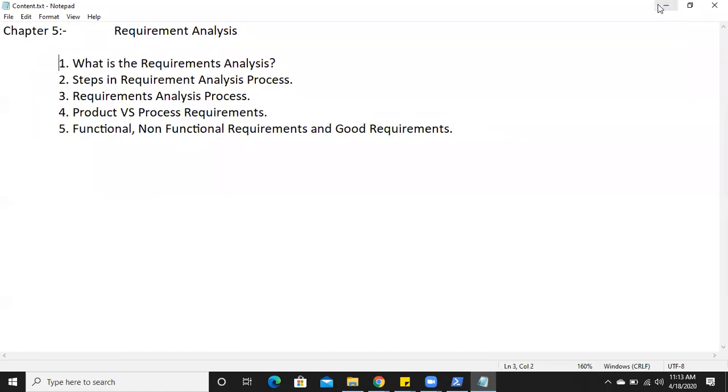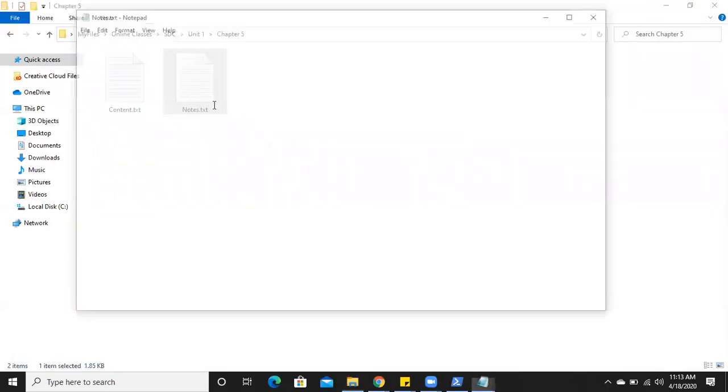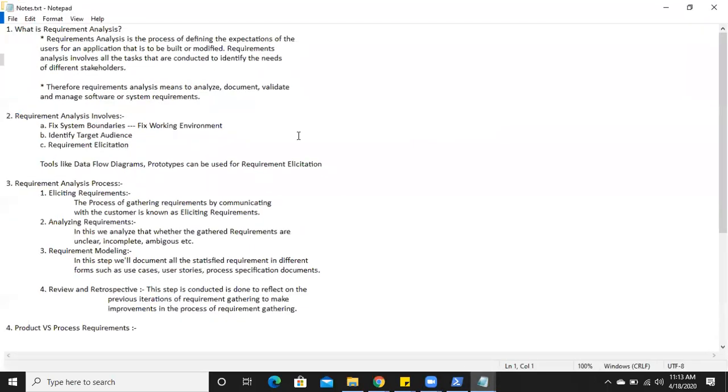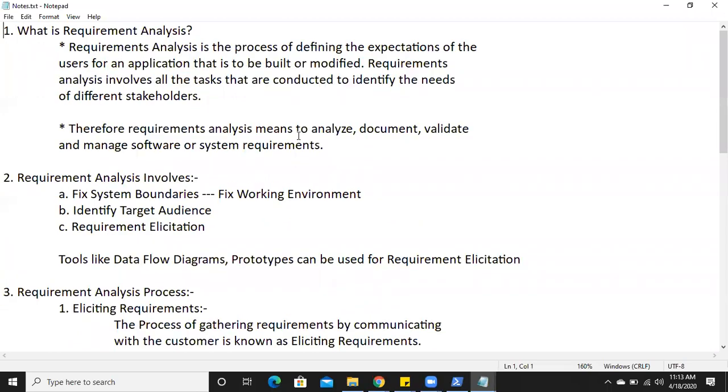All right, let's move to our notes part. Without taking more of your time, let's start with our first topic. What is the meaning of requirement analysis?